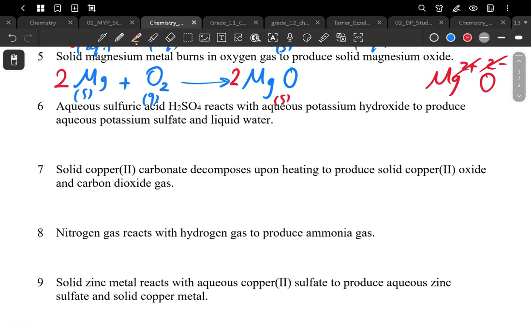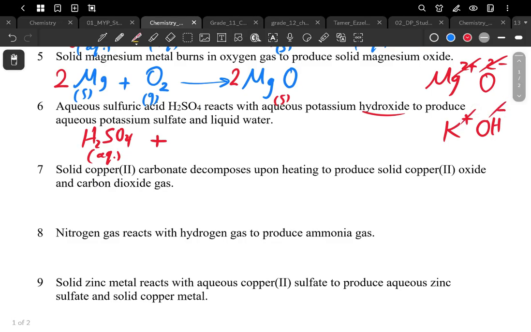Aqueous sulfuric acid, so it's given information here, the sulfuric acid formula, and it is aqueous, dissolved in water, H2SO4, plus reacts with potassium hydroxide. We said before that potassium belongs to the first group of the periodic table. I said in a previous example that hydroxide is a polyatomic ion and has a charge of 1 negative, so they cancel each other. So this is potassium hydroxide, which is aqueous.